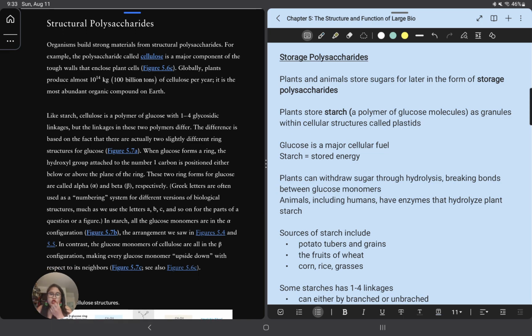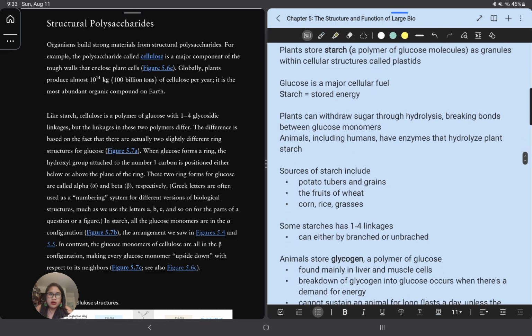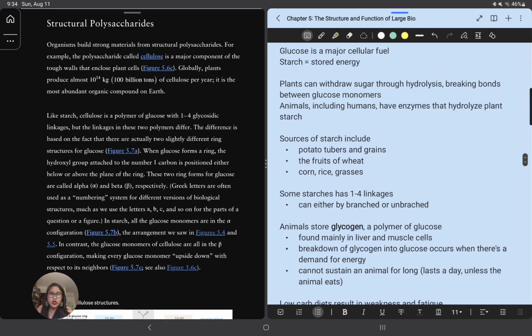Okay, so for storage polysaccharides, I wrote: plants and animals store sugars for later in the form of storage polysaccharides. Plants store starch, a polymer of glucose molecules, as granules within cellular structures called plastids. Glucose is a major cellular fuel. Starch equals stored energy.